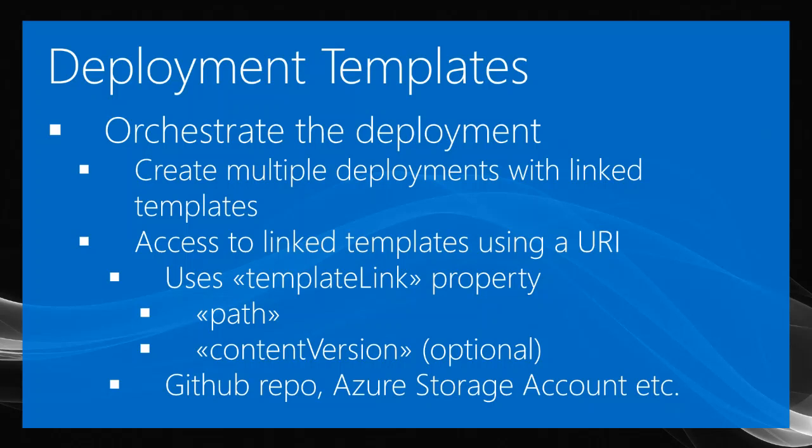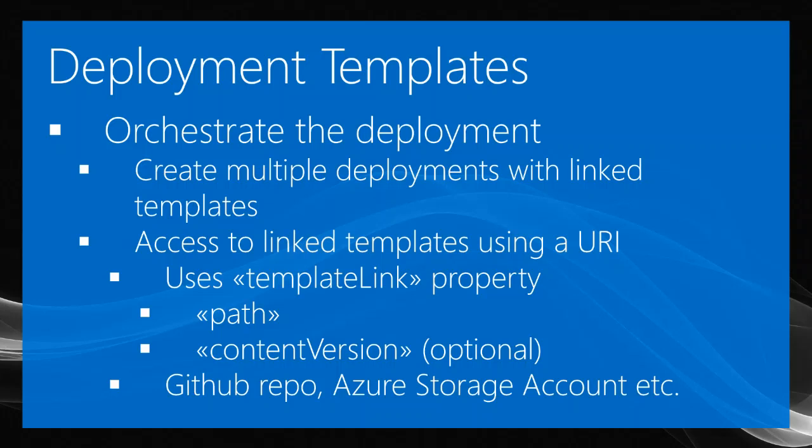All right. And this file is more or less the same that Martin showed you in the demo. The only difference is that we now access the nested code from the last demo by using a URI, because the code now doesn't live in our deployment template, but it lives in another file. And for that, we use this template link property, which has two sub-properties, which is path. The path is actually the URI to that resource template file.